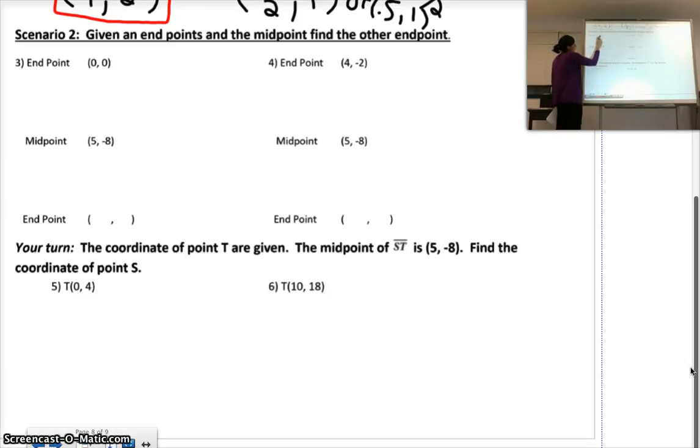So I want to know how I got from 0 to 5. I added 5. Okay? If you add 5, you're going to do the same thing down here. Remember, we're just looking at the x values to start. So 5 plus 5 is 10. So that's the x coordinate of the other endpoint. Okay, now over here, we're going to do the same thing to the y's. How did I get from 0 to -8? I subtracted 8. We're going to do the same thing over here to our y value, negative 8 minus 8 is negative 16.